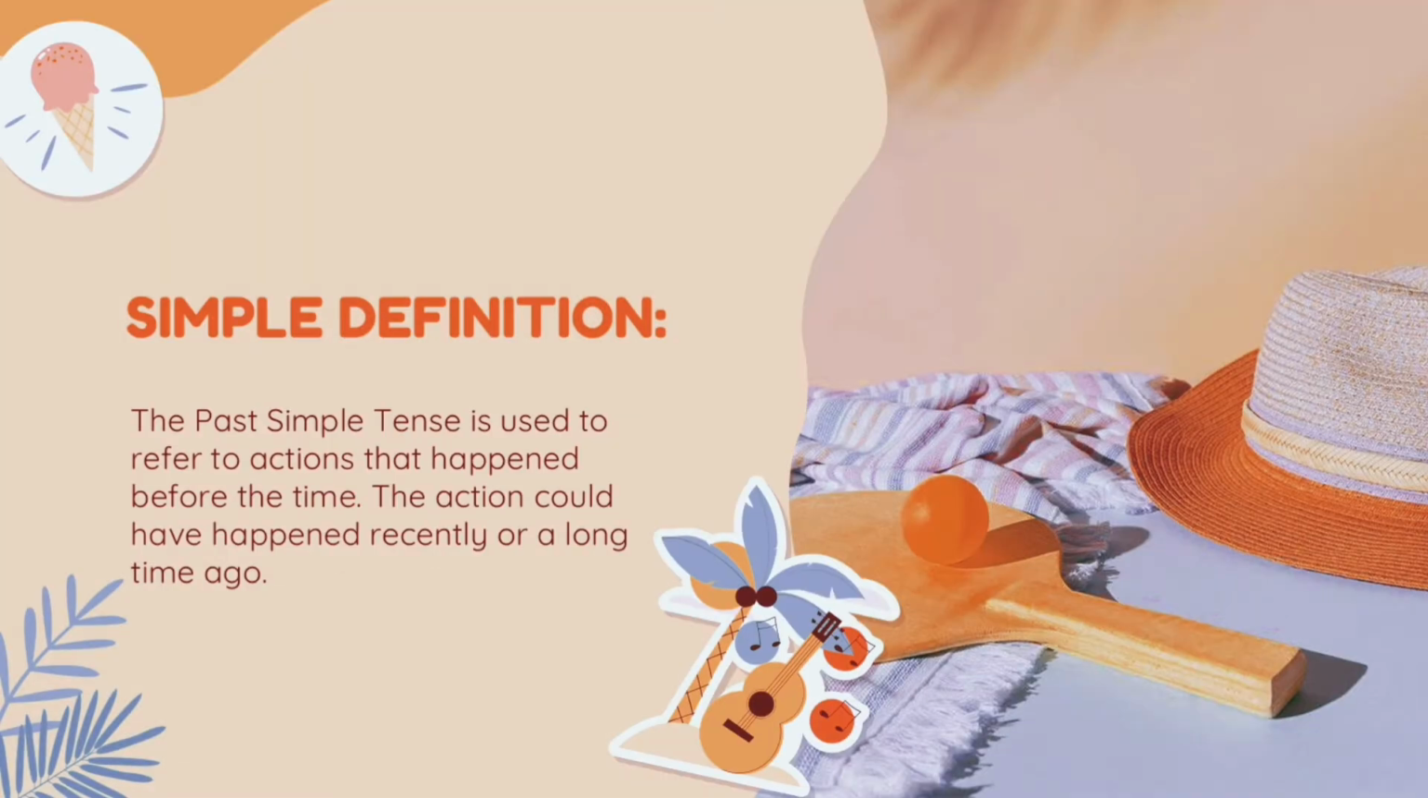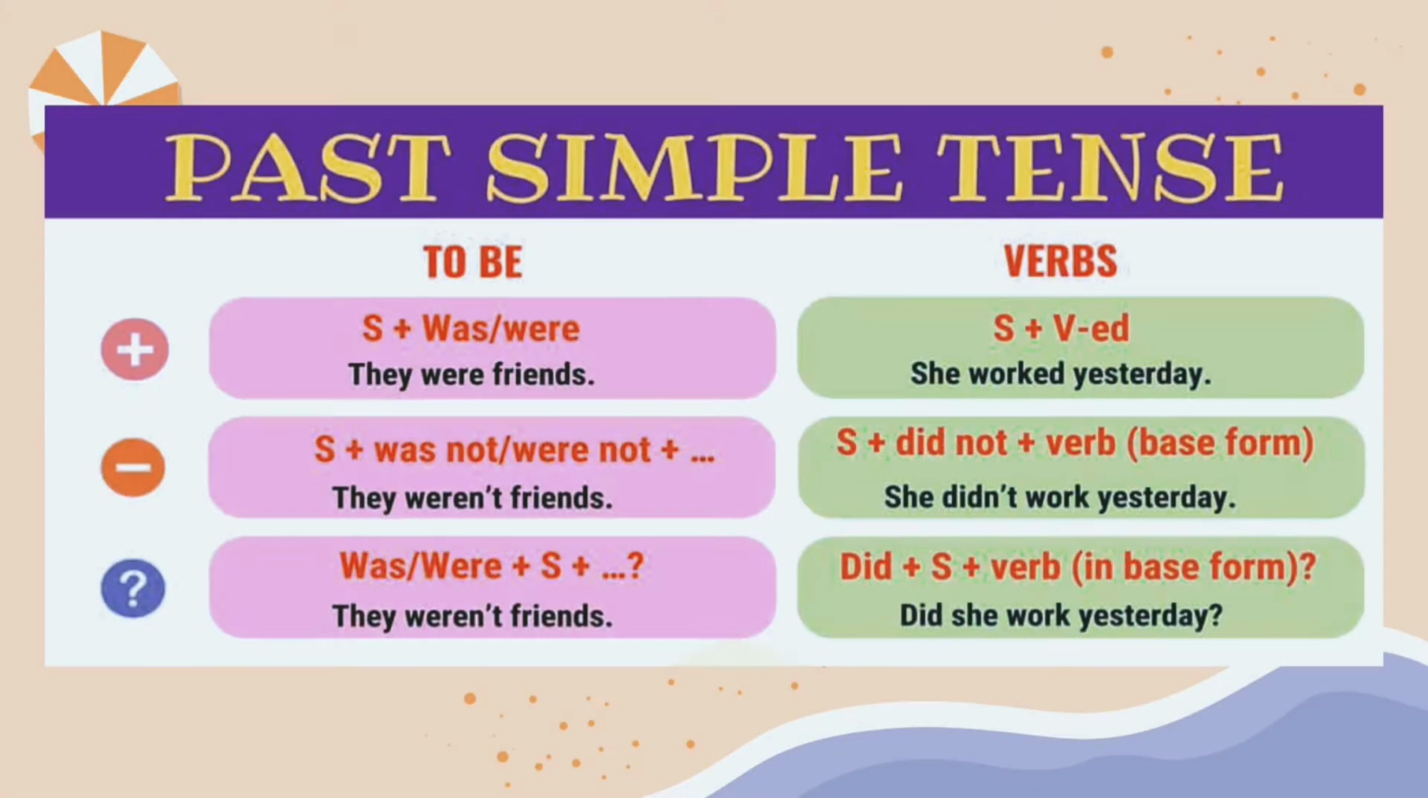Now that you know the textbook definition, let's dive into the simple definition. The past simple tense is used to refer to actions that happened before the current time. The action could have happened recently or a long time ago. This is a simple chart to show you the past simple tense.